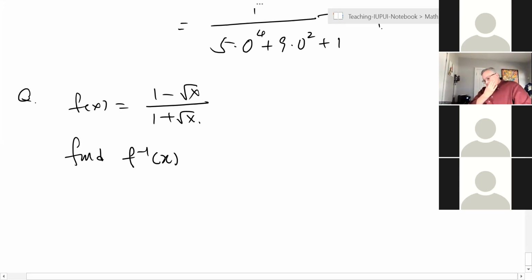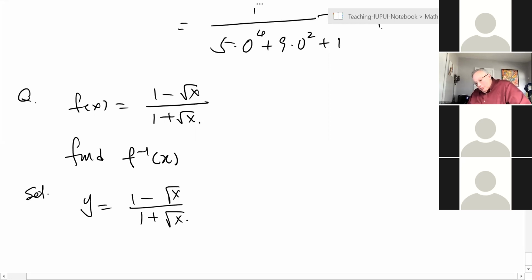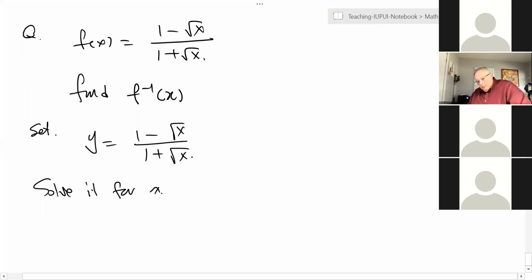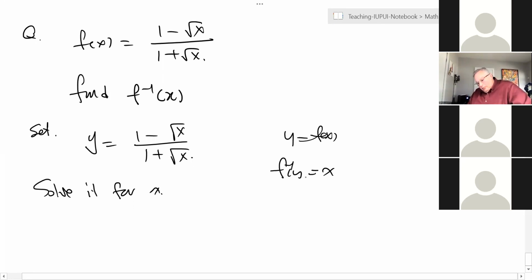How do you do that? Well, all you have to do is set y to be f(x). Then you try to solve for x, right? Remember y equals f(x). When you solve for x, you get the inverse formula, the formula for the inverse function.